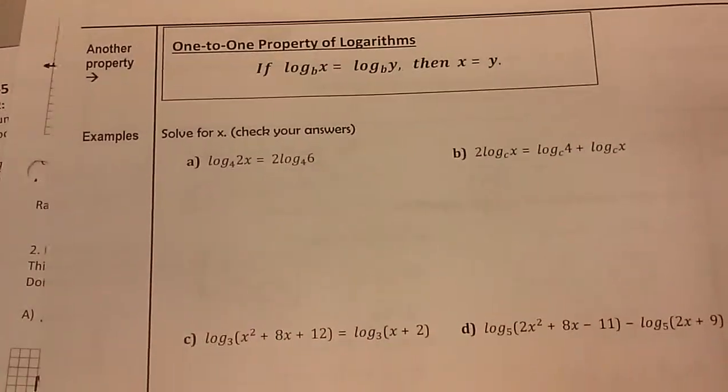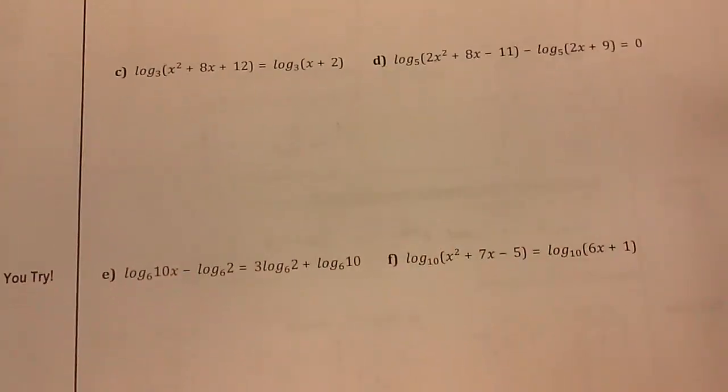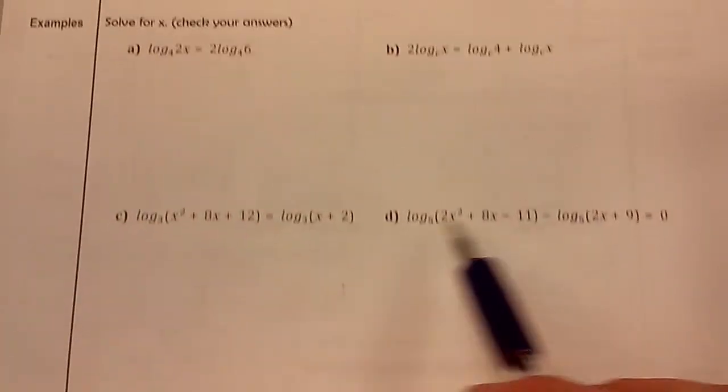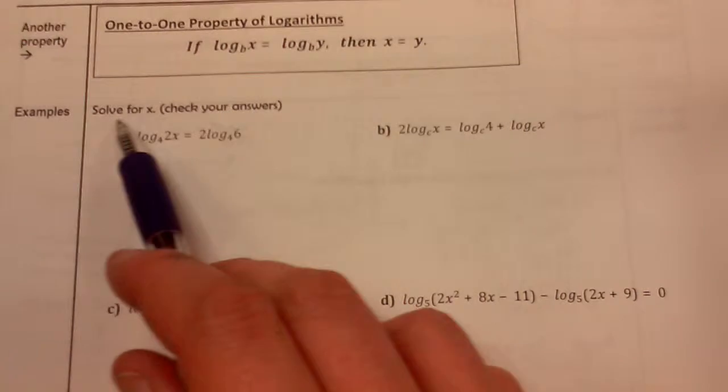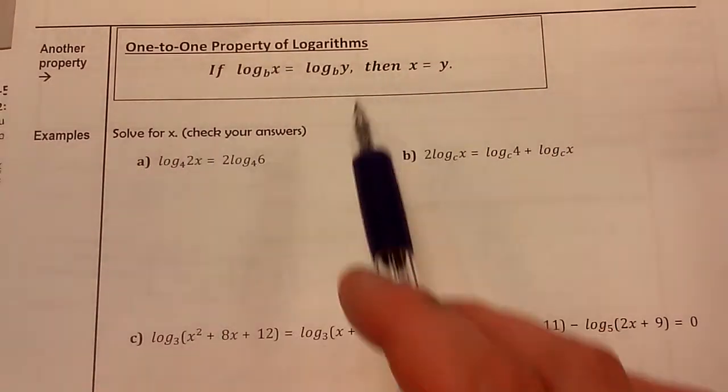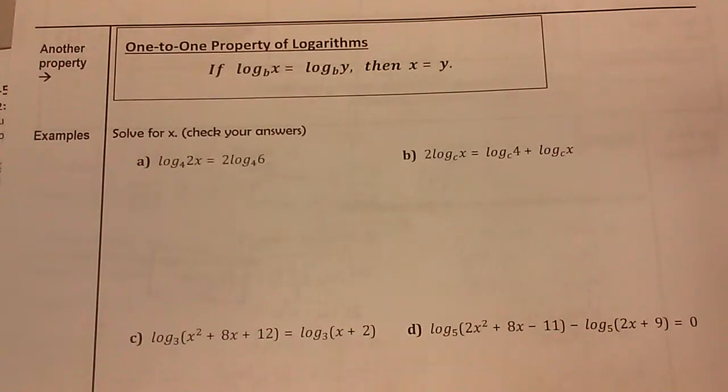Okay, this is the last one of the day, and notice, as you look at this page, we've got a whole bunch of different types of equations, so we're actually solving for x here. This is going to be the last property in 6.4, the one-to-one property of logarithms.